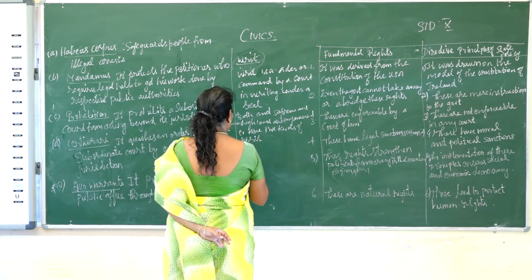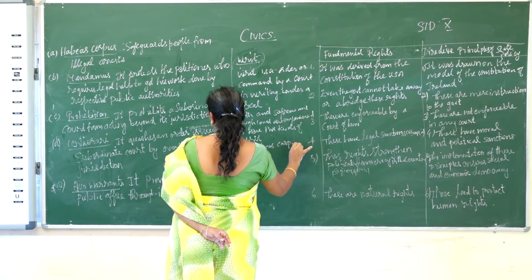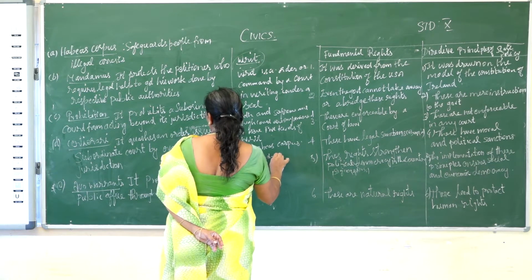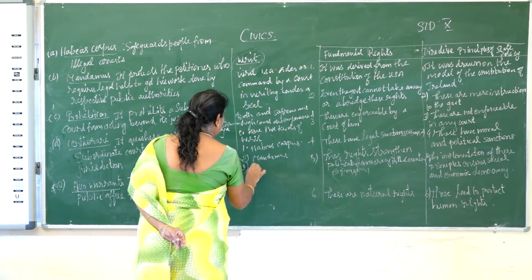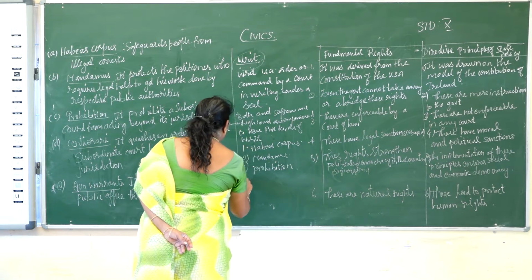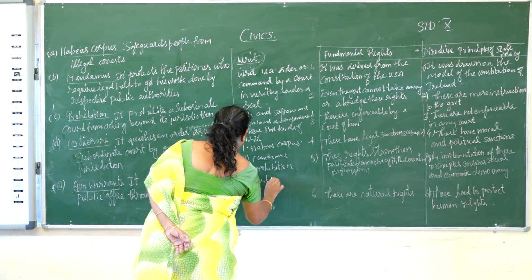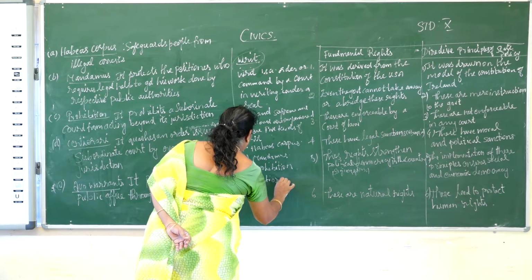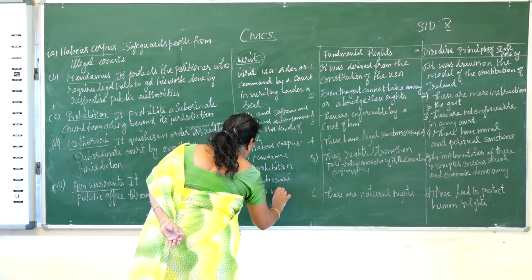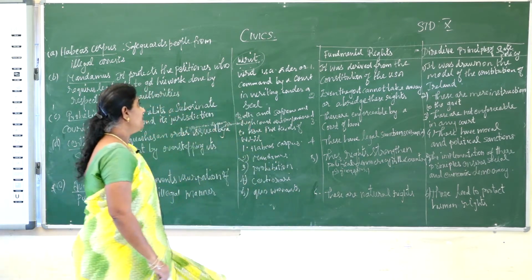What are they? One is habeas corpus. The second one is mandamus. The third one is prohibition. The fourth one is certiorari. And the fifth is quo warranto.